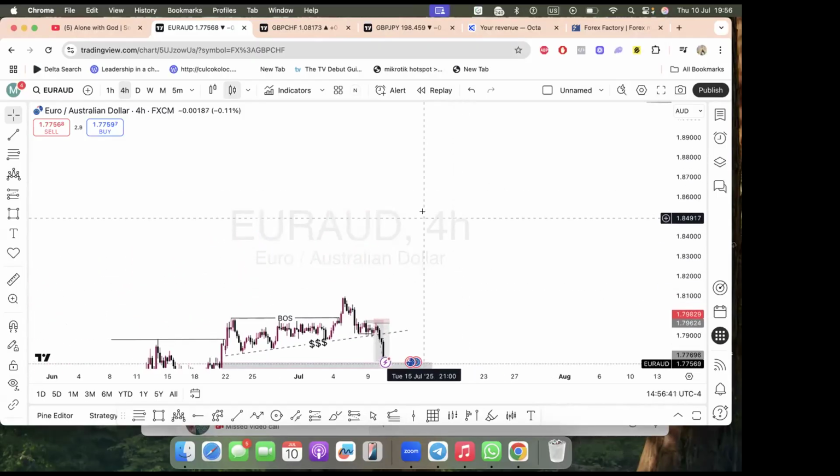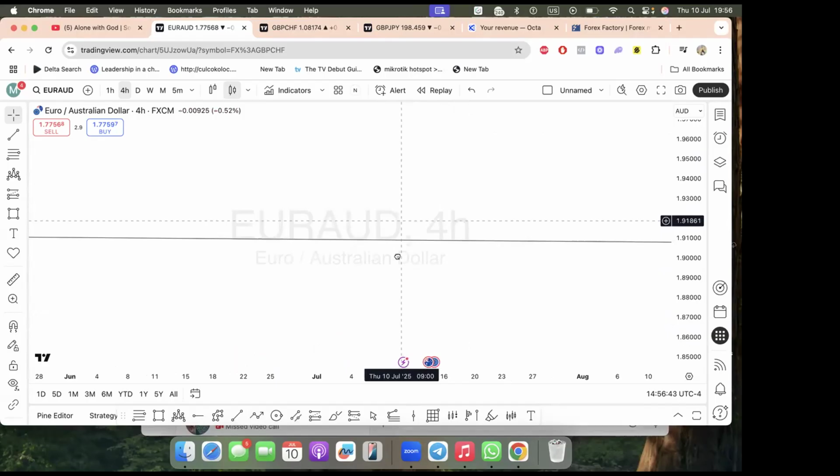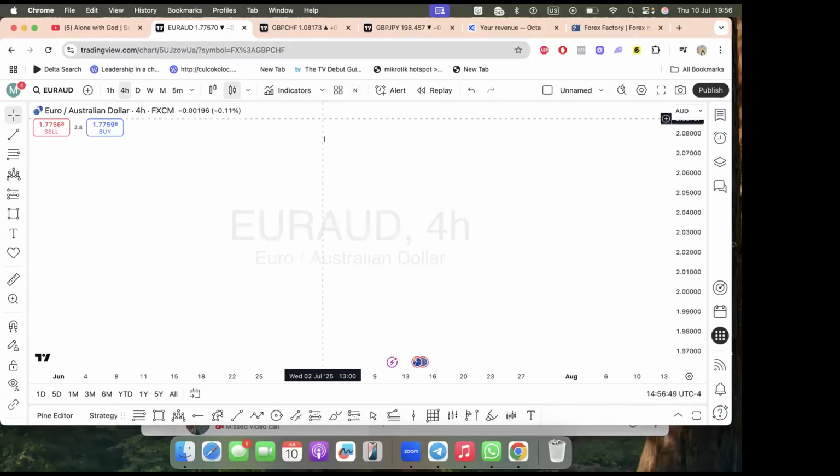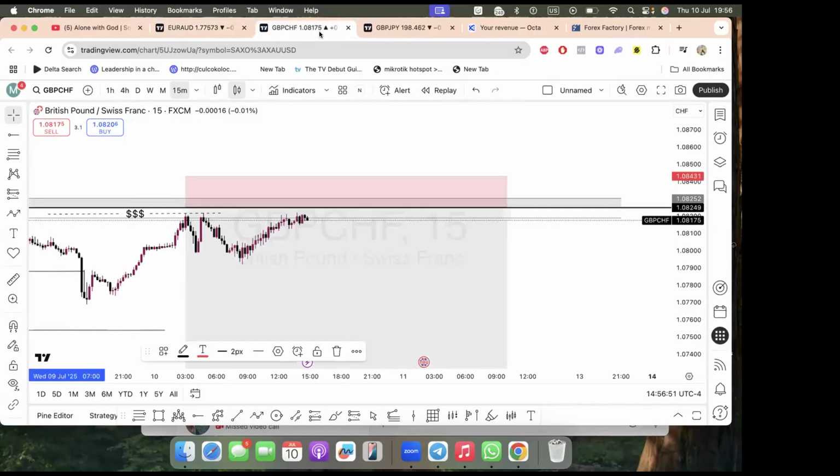Now, let's start with support. Before then, in the chart, this is TradingView. This is how TradingView looks. This is where we do all the analysis.